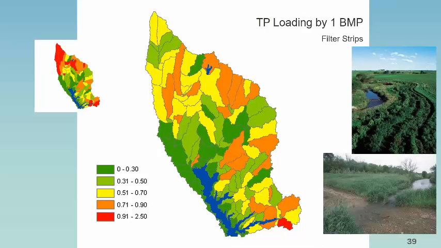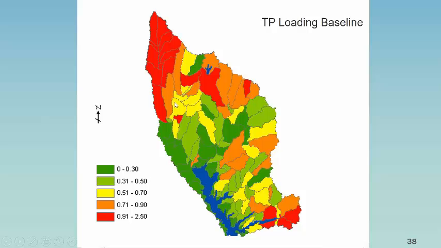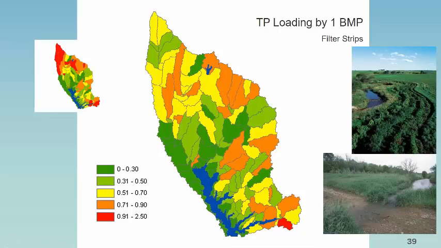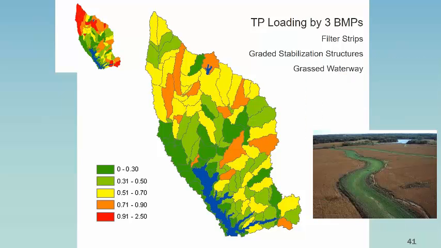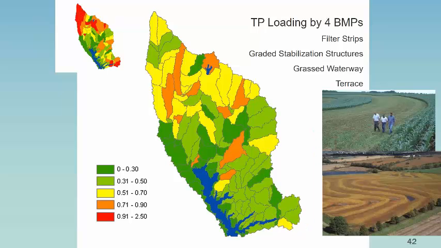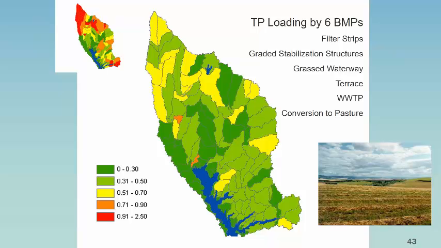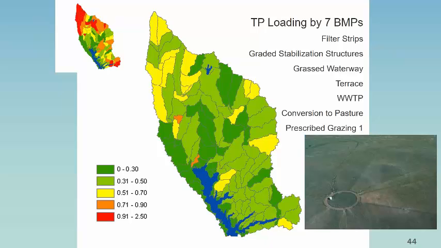After we implemented filter strips on 50% of the landscape, this is the example of filter strips, so you can see the change. This was the baseline, and here is after implementing the filter strips. This shows the phosphorus reduction in various subbasins. Next, we incorporated some of the grade stabilization structures, and then grass waterways, for example. Every one of them starts to show you improvements from the various practices that could be implemented, like terraces, wastewater treatment plant, conversion to pasture land, and prescribed grazing.